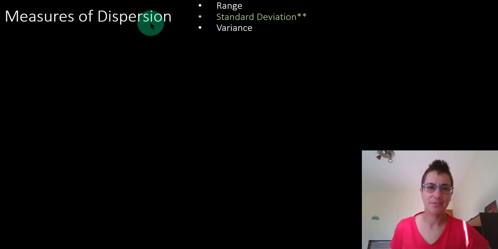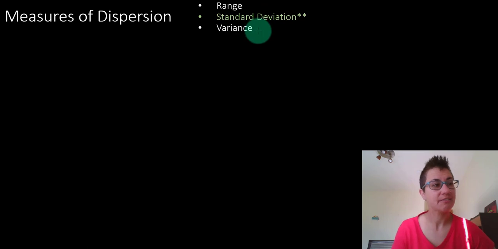Hey gang! So in today's video we're going to talk about various measures of dispersion or spread in a dataset. Our main way to measure this is with what's called standard deviation, but we'll also touch on the range and variance of a dataset.